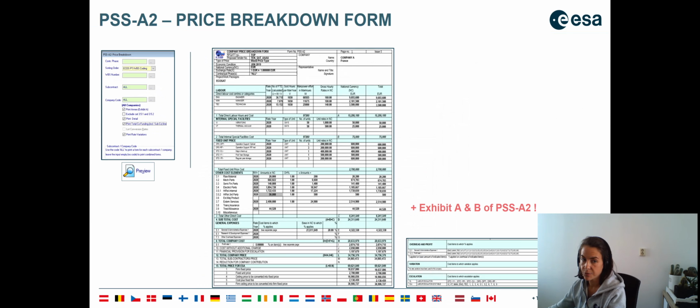Now the second form, and by far this is the most important one, this is your price breakdown form, the PSSA2. So at the left, you can choose here some options.